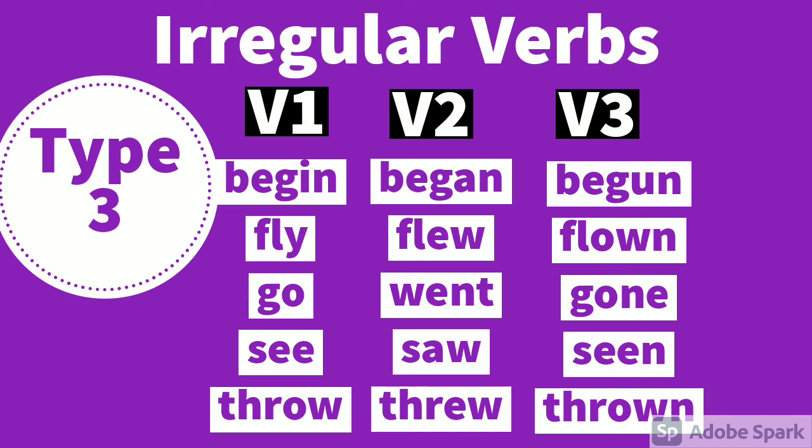Okay, now let's see the examples for type 3 of irregular verbs. Begin, began, begun. Fly, flew, flown. Go, went, gone. See, saw, seen. Throw, threw, thrown. As you can see, all three forms, that is base form, past form and past participle form, are different in this third type of irregular verbs.